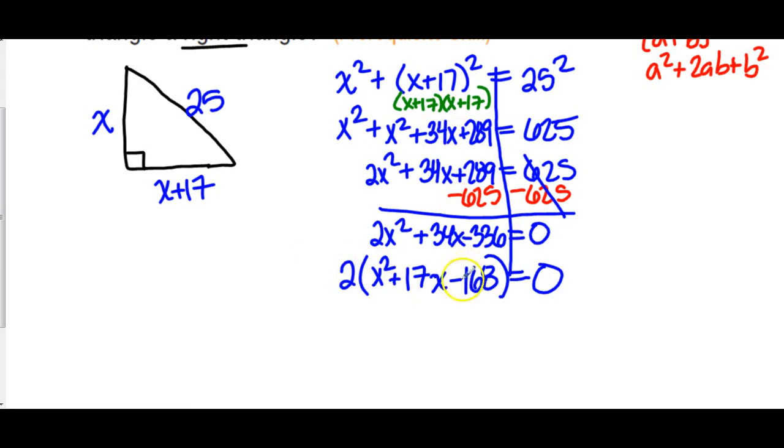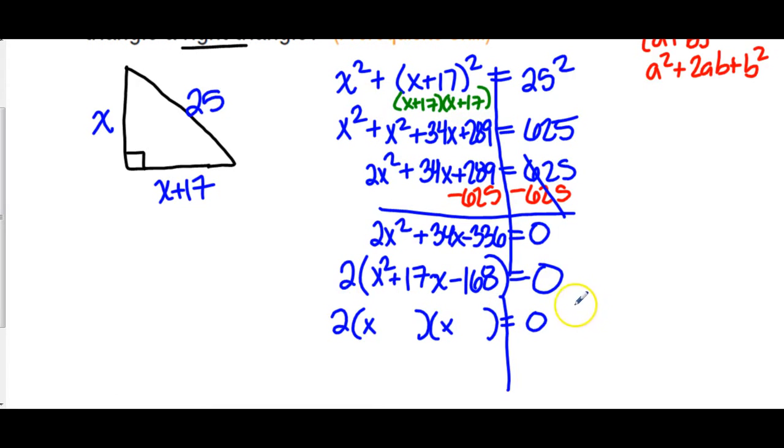I'm looking for factors of negative 168 that add to 17. Remember, recall from your Algebra 2 knowledge, when A is 1, factors of C that add to B. This 2 will stay outside. And it is factorable, by the way. So persevere, press pause, go find your factors.